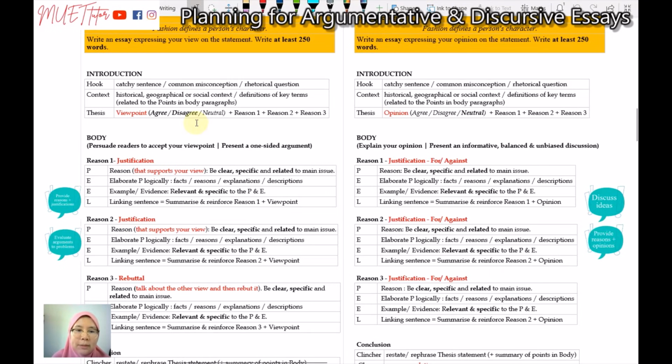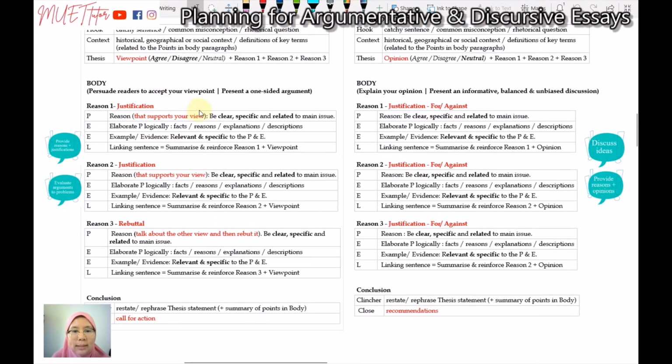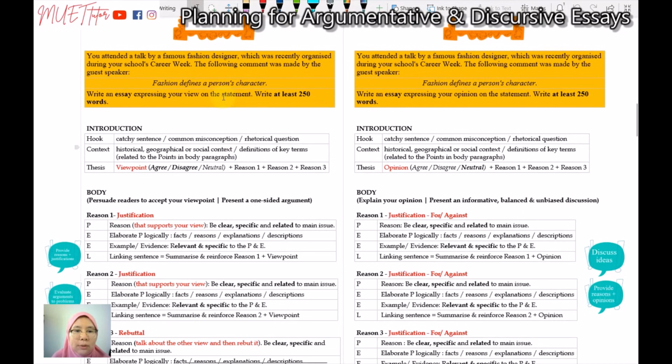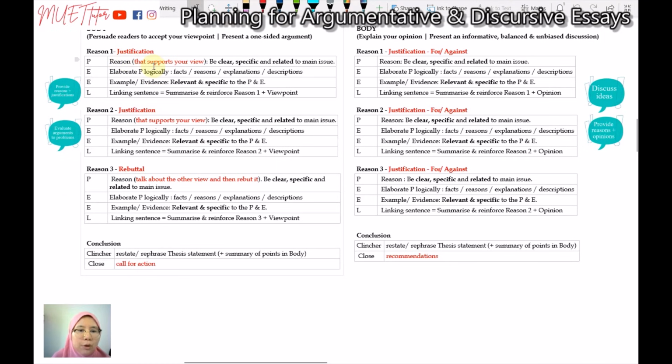I'm saying this because many, myself included, have experienced some kind of writer's block when finding the words to use in the introduction. Now, let's say in step 1 you have decided you want to disagree with the statement, fashion defines a person's character. So in the first body paragraph, you think of 1 point to justify your disagreement, and I can think of this.